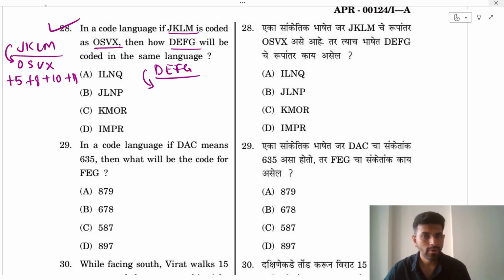So D plus 5: A B C D E F G H I. Then E plus 8: E F G H I J K L M. So starting from I and M, D will be the correct sequence. You can add 10 after F and 11 after G. So you will get IMPR. So option D is the correct sequence.